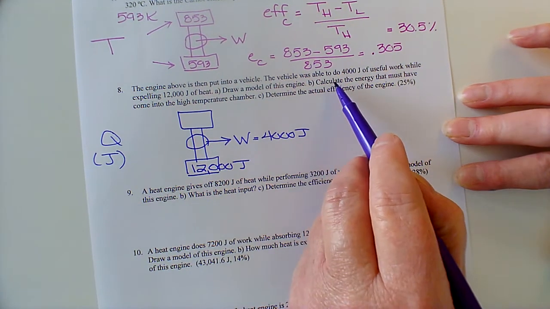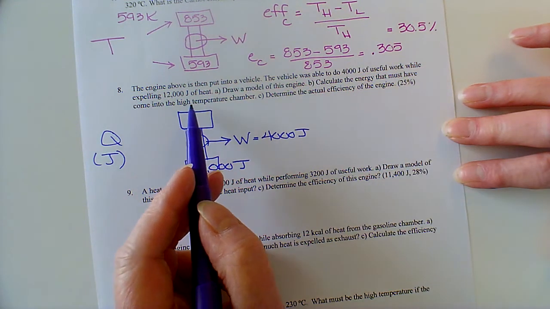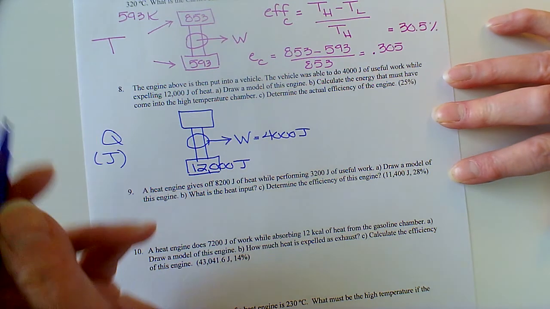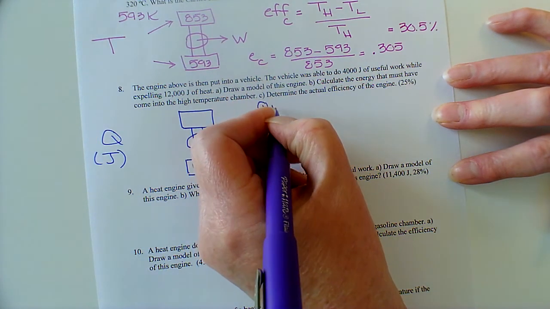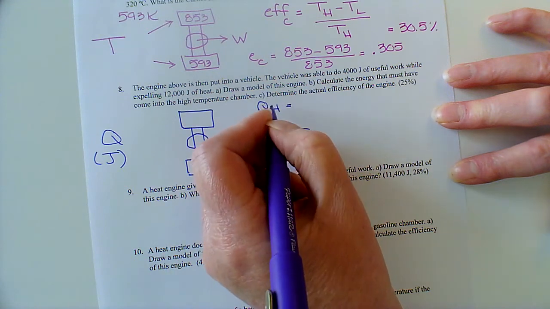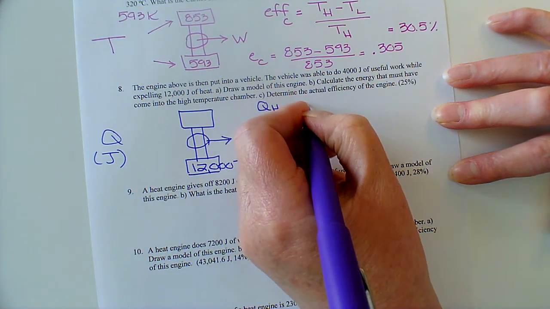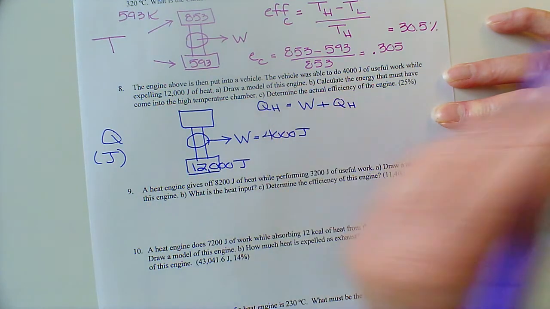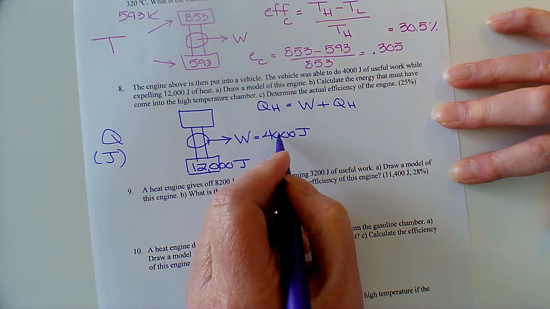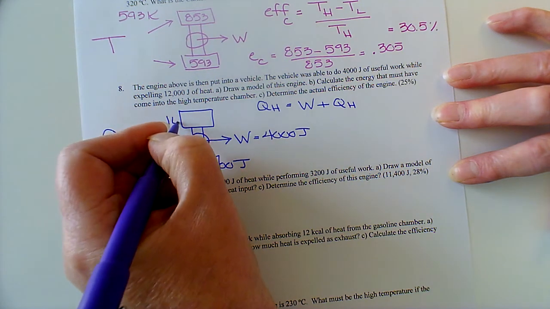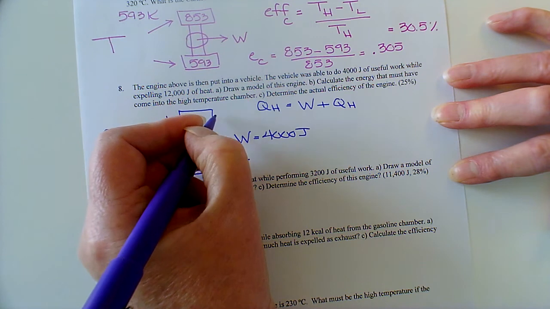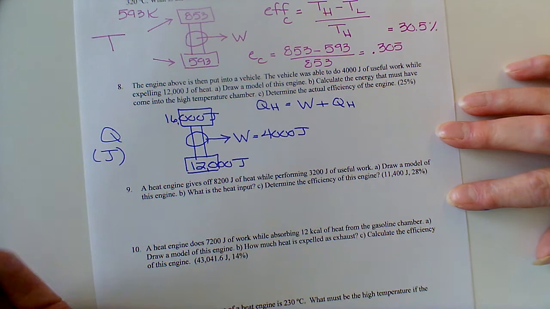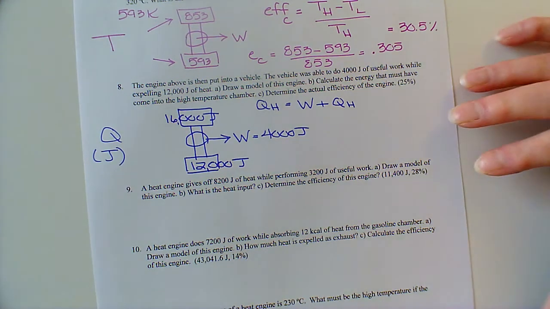I'm doing that. Letter B, calculate the energy that must have come into the higher temperature chamber. So yeah, I had gasoline burning in my high temperature chamber. If I think to myself, in the high temperature chamber, that heat has to be divided into the work joules that I get and then the garbage joules, the exhaust joules that I get. So if I have 4,000 plus 12,000, I must have had 16,000 joules at the start of the story. Burning my gasoline, those calories in the gasoline must have converted into 16,000 joules.